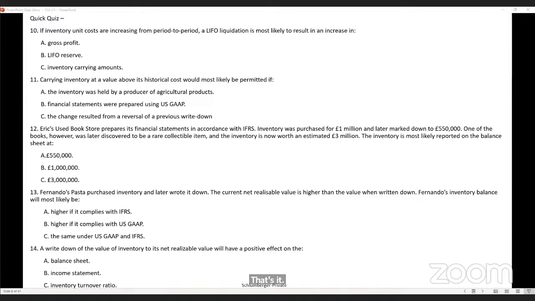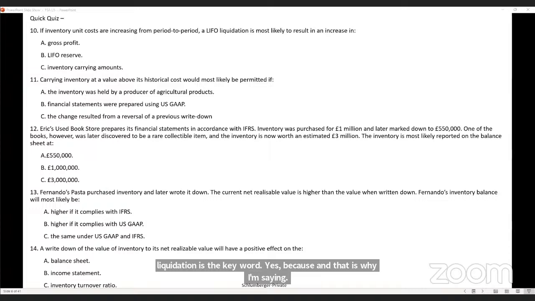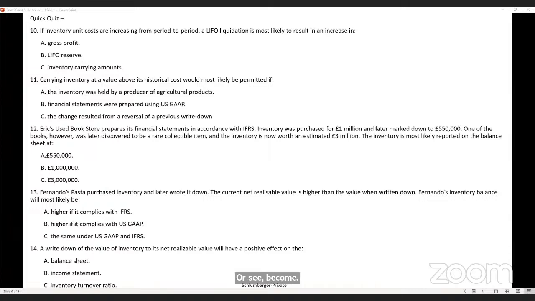Number 11, he said carrying inventory at the value above its historical cost will most likely be permitted. Where? Yeah, liquidation is the key word, yes. Because, and that is why I'm saying, you guys need to understand and be calm in understanding the questions asked. I think there are 3 layers to this exam, right? The first one is you have to understand the concept. Number 2 is that you have to be calm enough to understand the questions, right? And then the number 3 is now personal to you. You have to have that mental toughness to be able to withstand the rigor of that exam, right?